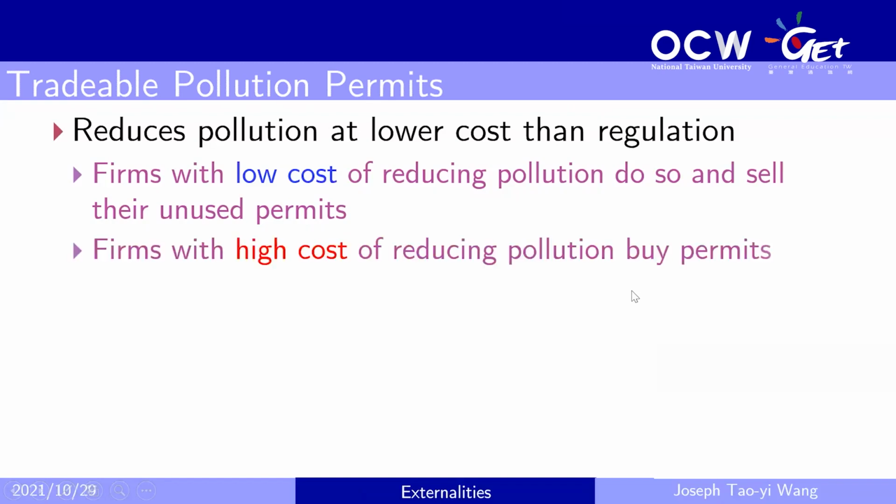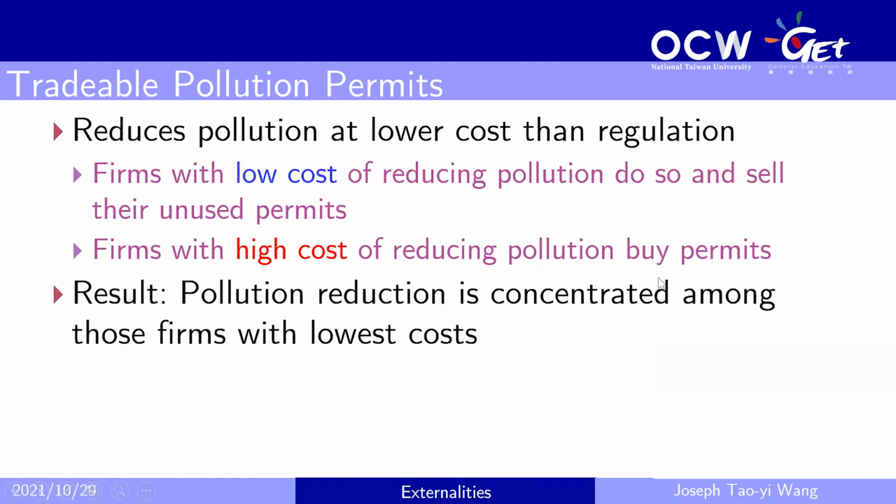And the high cost firms, instead of reducing pollution, go on the tradable pollution permit market and just buy permits, so you don't have to prevent pollution. So basically, you are having the low-cost firms preventing the pollution for you. And here we have a market to make this happen. The result is that the whole society is still preventing the same amount of total pollution, but it's done by the low-cost firms.